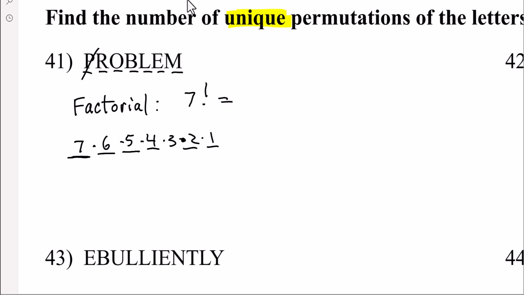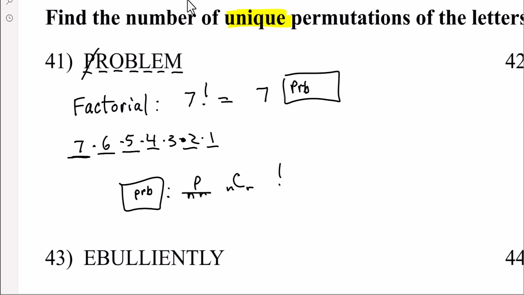If you type this into a TI-30XS MultiView, I think something like that, there's a PRB button. So you would hit the PRB button, and that would give you 3 choices: nPr, nCr, and then an exclamation point. In your calculator, you would type 7, then hit the PRB button, arrow over to the exclamation point, hit enter, then hit enter again, and the result you would see would be 5,000. I think it's, let me type that back in. I believe it is 5,040.